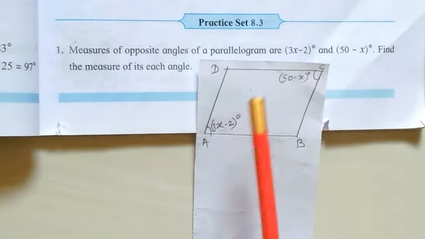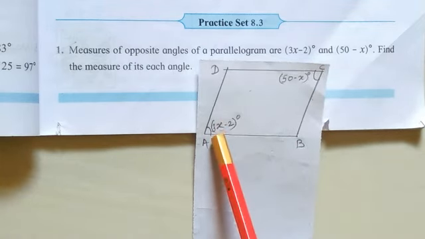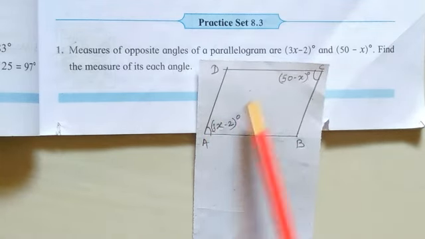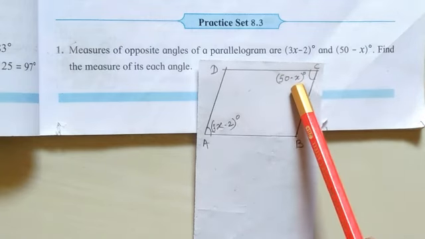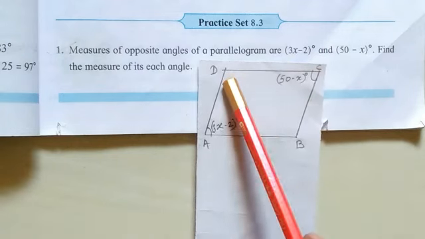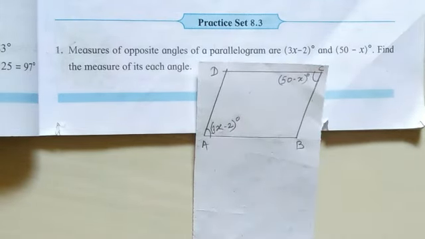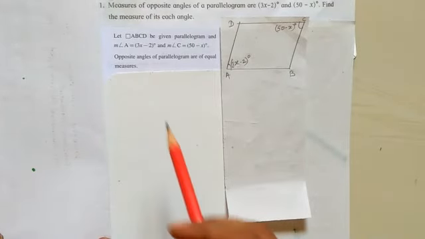Suppose this is the parallelogram ABCD, and this angle A is (3x - 2) degrees and angle C is (50 - x) degrees. So we have to find the measurement of angle D and angle B. Let's solve it. So students, let's see the answer.